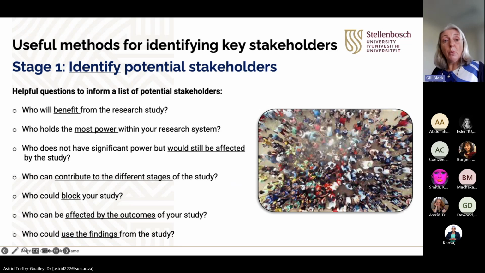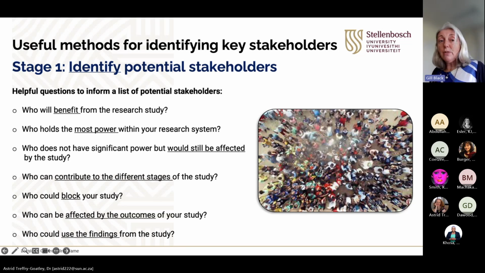Some of the helpful questions that can help to inform a list of potential stakeholders are: who will benefit from this research study? Who holds the most power within your research system? Who does not have significant power but can still be affected by your study? Who can contribute to the different stages of your study? Who could block your study? Who can be affected by its outcomes? And who can use its outcomes?